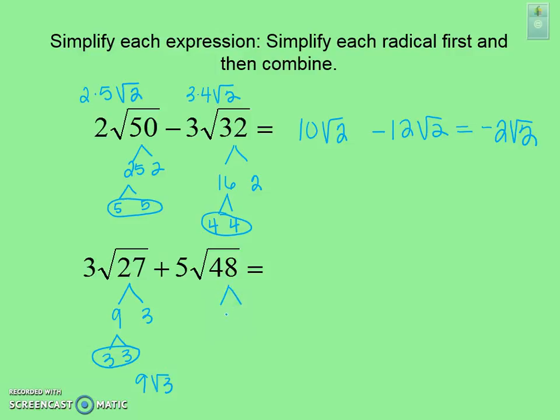48 breaks up however you want to, so maybe 16 and 3. And then 4 and 4. So we take our pair of 4s, multiply it times the 5 that's already on the outside, so we're adding 20 square root of 3. Now, since these are the same, we take 9 plus 20, and our final answer for this one is 29 square root of 3.